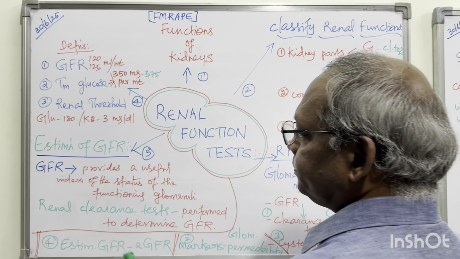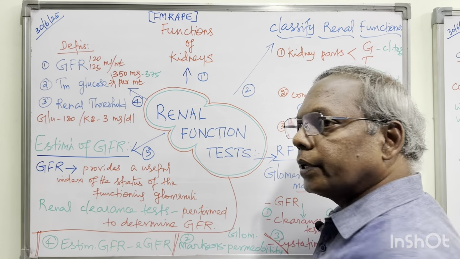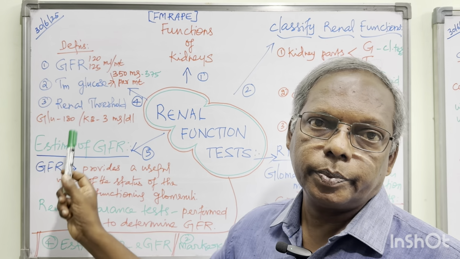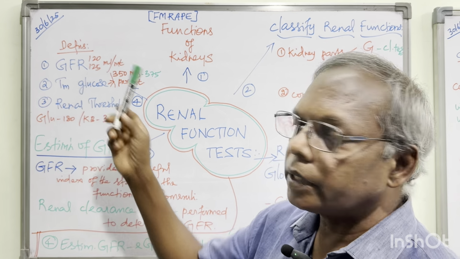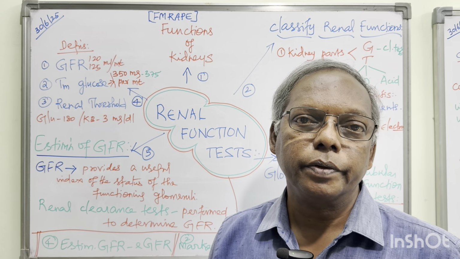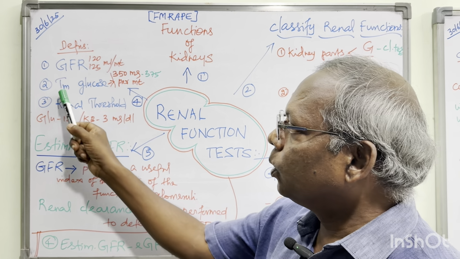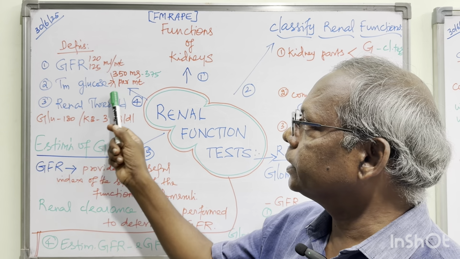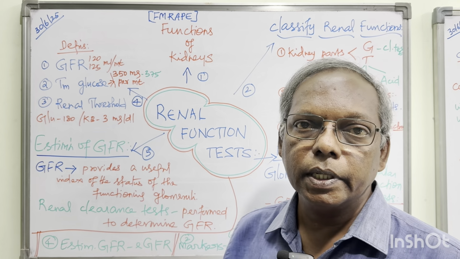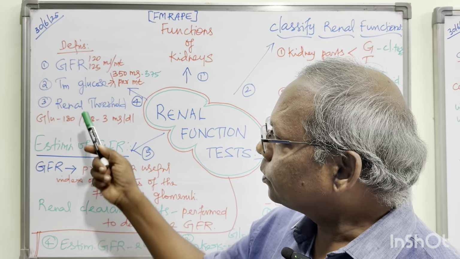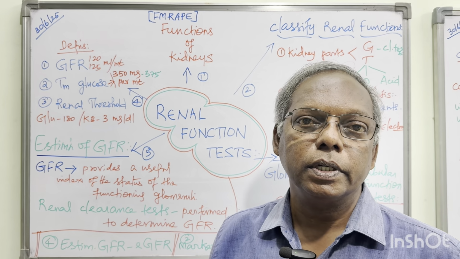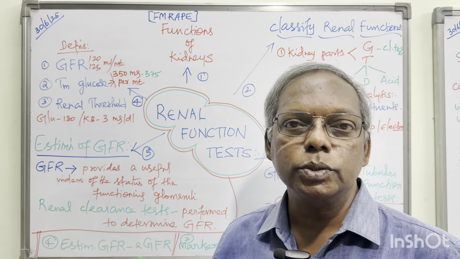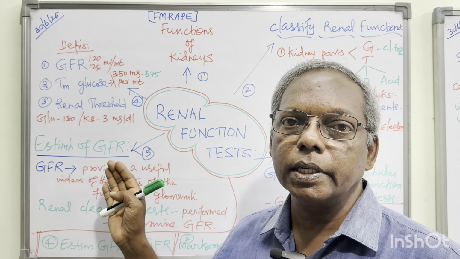Next, before going to the renal function test, you should know three important points. What is the normal GFR value? 120 to 125 ml per minute. What is the tubular maximum of glucose, TM glucose? That is 350 to 375 milligram per minute. Third one is the renal threshold for some substances. I am giving only two: glucose and ketone bodies. Glucose is 180, whereas ketone body is 3 milligram per deciliter.